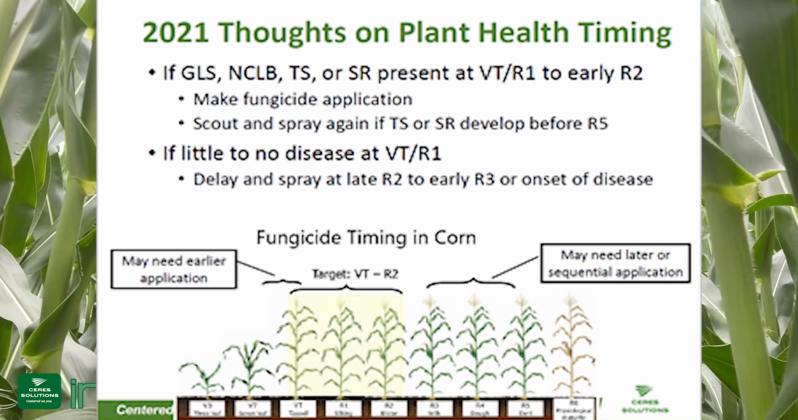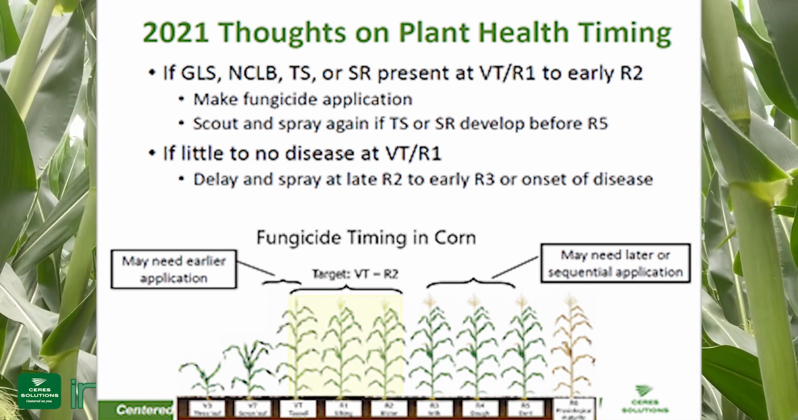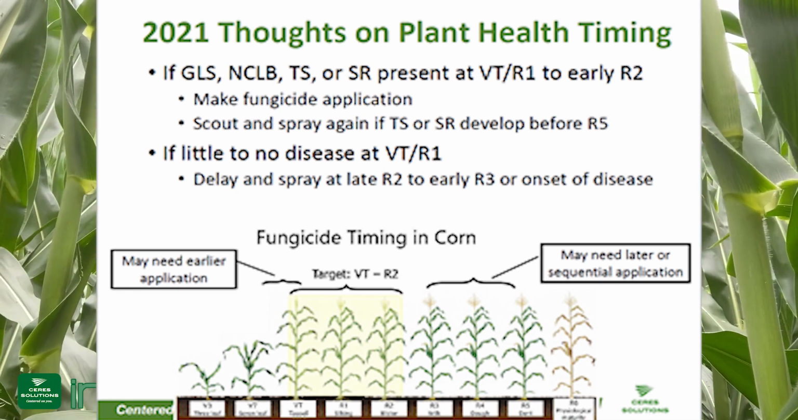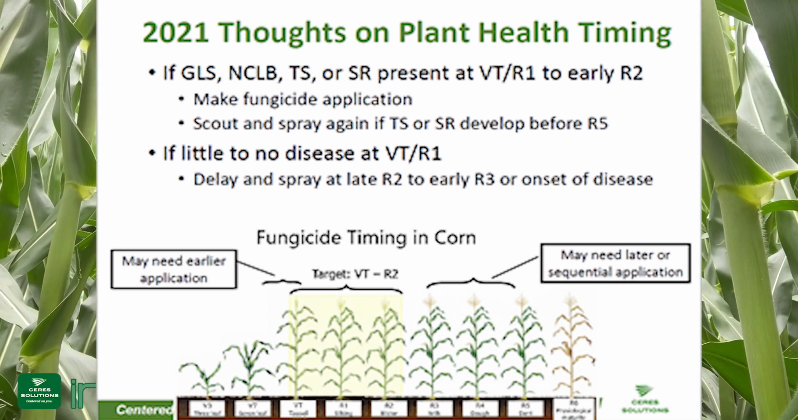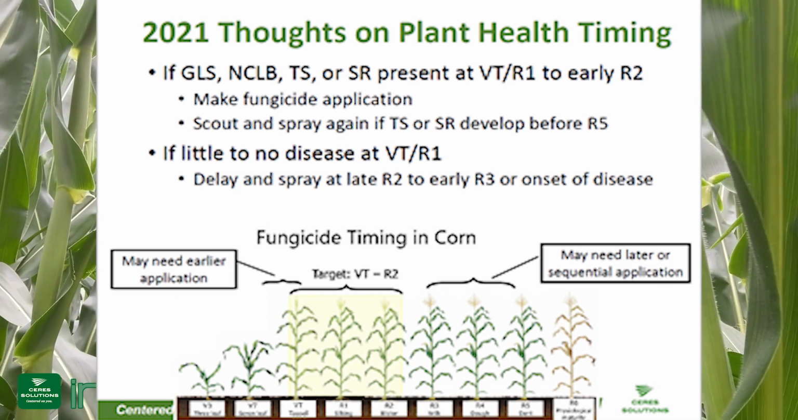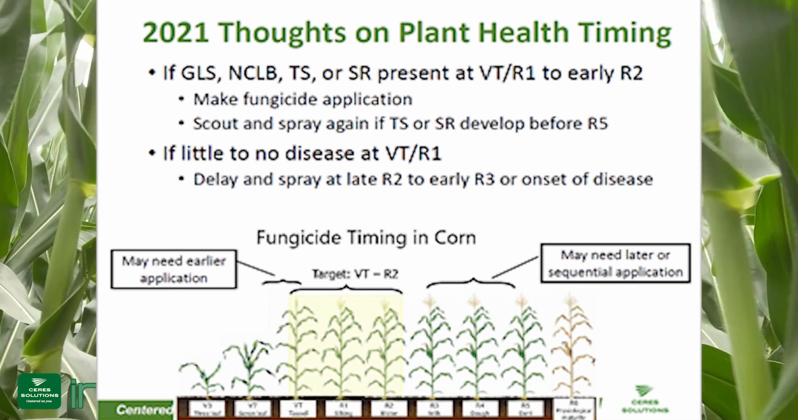So if you're in an area where you've had tar spot and you go into a field right at VT/R1 and you're really not seeing much disease pressure from gray leaf spot, well, we can be a little bit more patient and maybe hold off that fungicide application until we're fully in that R2 or brown silk stage. That'll give us some extended protection later into the season.